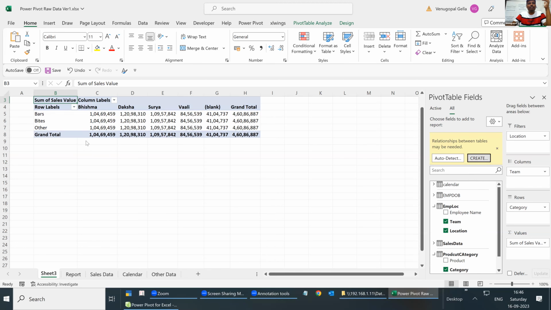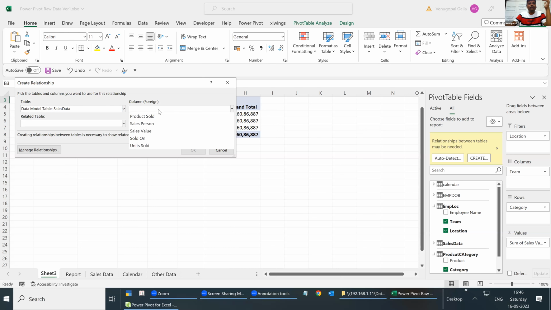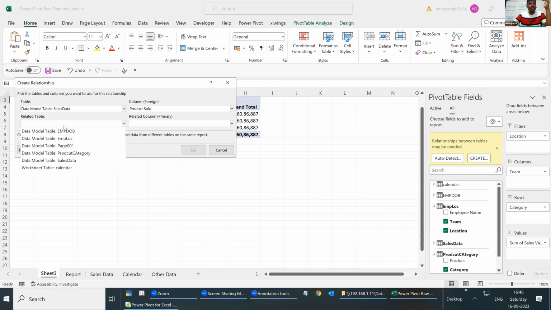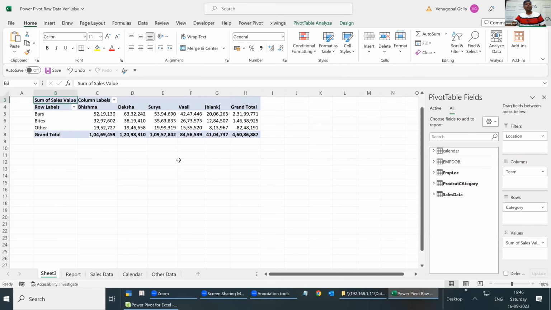I can say I want to create the product category. So from my sales data, whatever is the product that has been sold in my product category, I can say the product name, both are one and the same. Now, once that relationship is established, you can see the bars, bytes, and others, whichever is the category, it has automatically detected. So what's happening in Power Pivot is the data which is existing in multiple data models, I am able to connect this and present it.